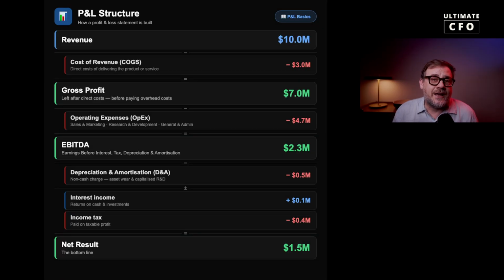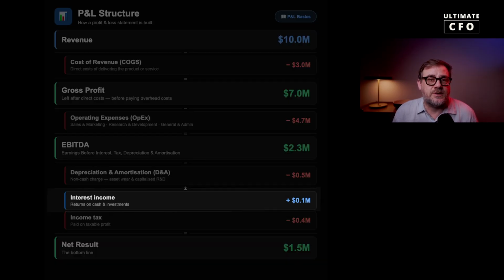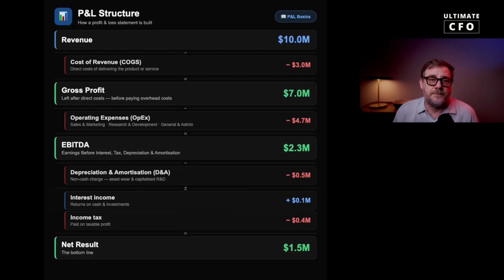Okay, next we're adding financial income and subtracting financial costs. What is financial income? This is typically some money that you're getting from having cash sitting in the bank, so any kind of interest you're earning on your cash position. And financial expenses you would incur if you're carrying debt and you have to pay interest on that debt.